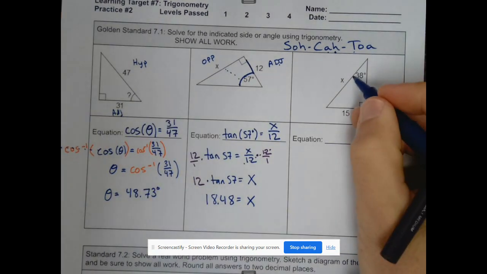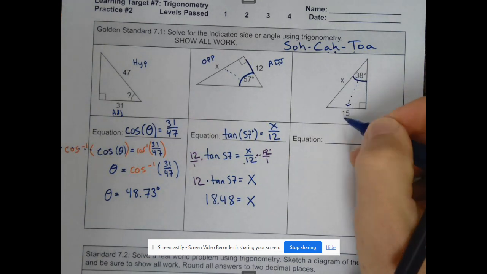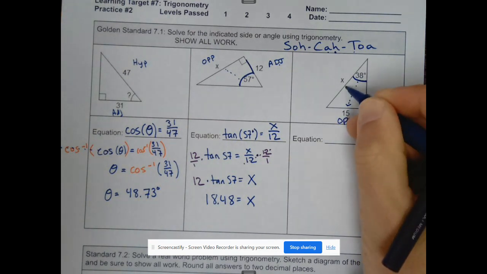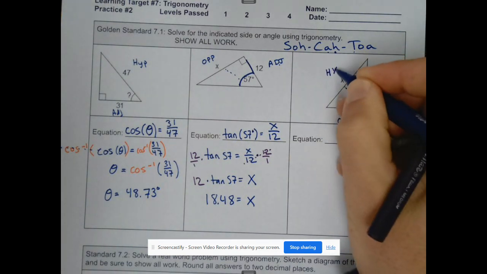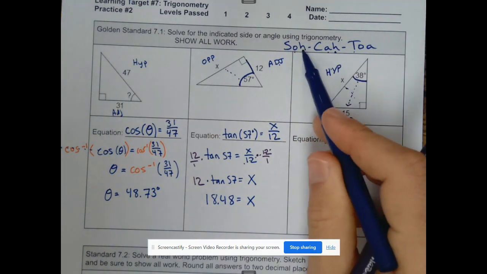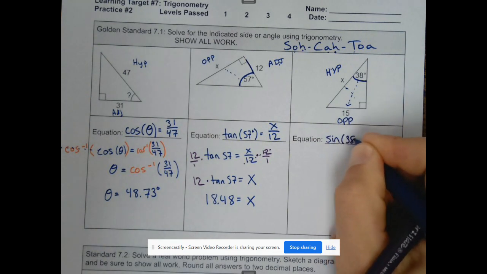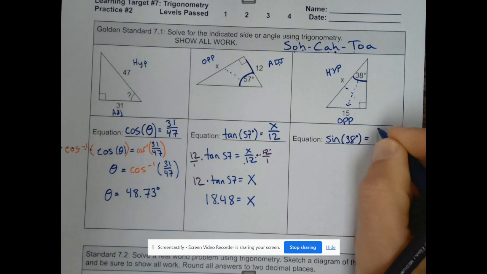All right, last one. Again, same steps. Reference angle. Identify your sides. I see the 15 is across from the reference angle, so that must be my opposite. X is the hypotenuse. Which ratio uses opposite and hypotenuse? SOH goes with sine, so I'm going to use sine. So the sine of 38 degrees equals opposite over hypotenuse.